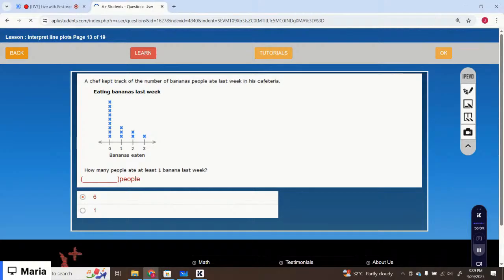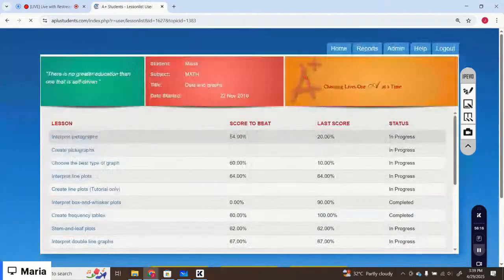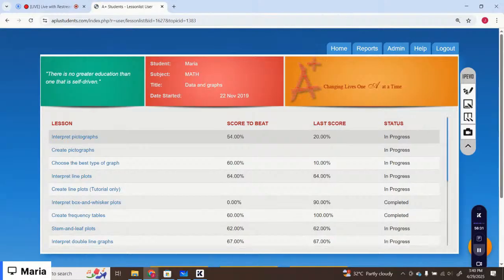Okay, you can complete the lesson today. So we were working on grade six math. The chapter we're working on is data and graphs. The lessons we have covered today are interpret pictographs, choose the best type of graph, and interpret line plots.